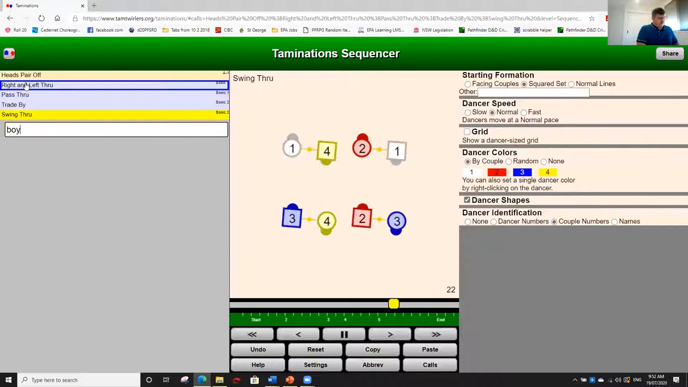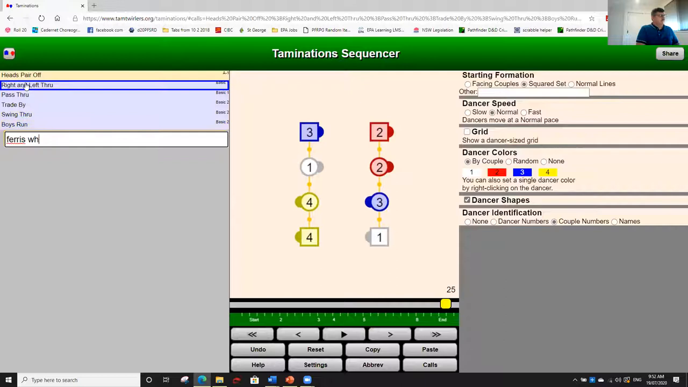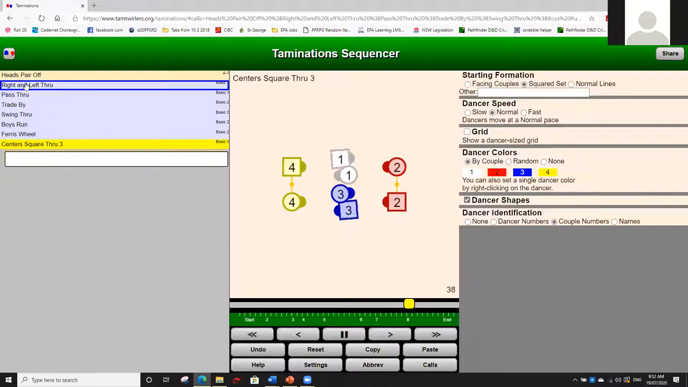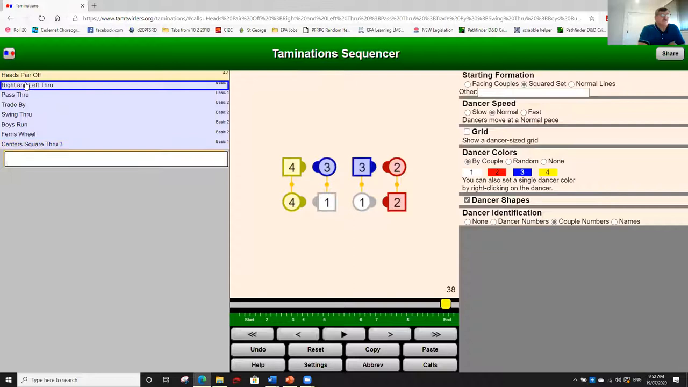Boys run. Ferris wheel. And what's your standard get out from here? Square through three. Oops, center square through three, yep. Okay, so there's a nice little module from a cross the street box to a corner box, but what hand is free? Left hand. The left hand is free.